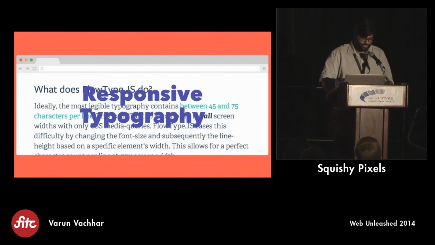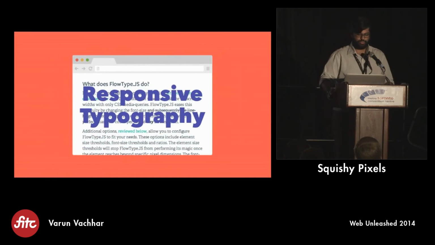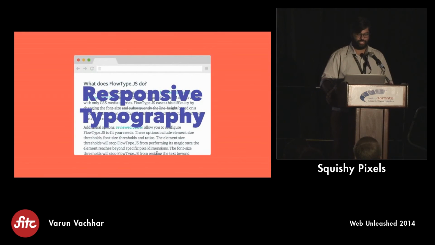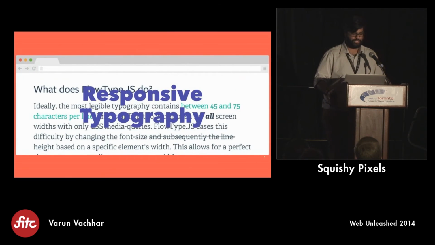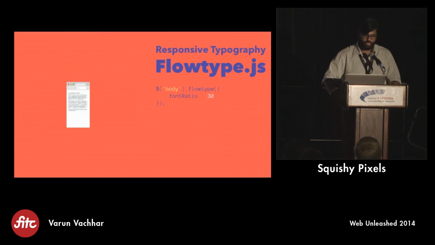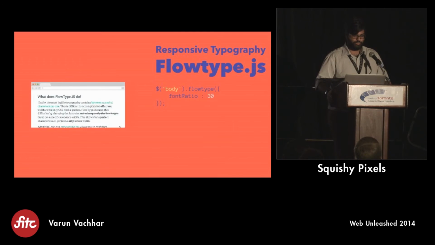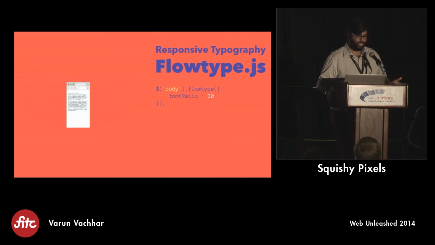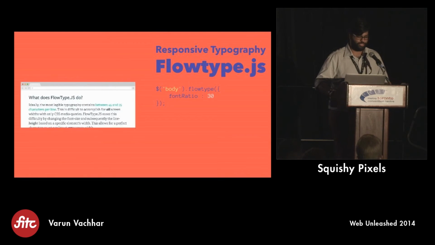So moving on to responsive typography, the most legible typography contains between 45 and 75 characters per line, and your goal really should be to achieve this through your layout. You can do this using plugins such as FlowType.js, which just handles everything for you. All you need to do is make this call once, and it just resizes the type every time you resize the window.